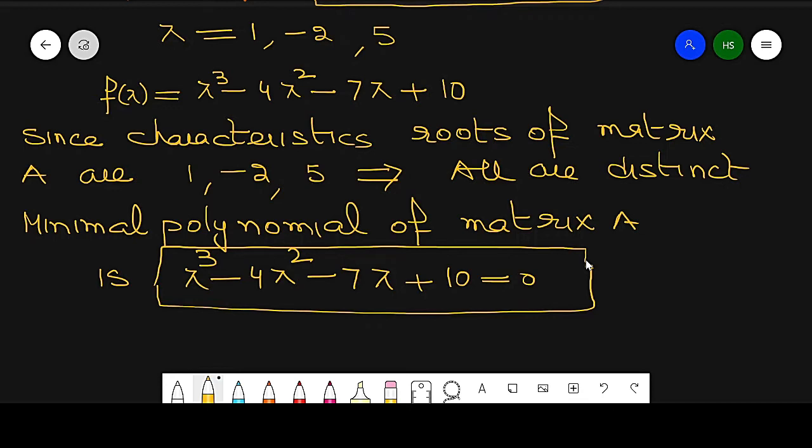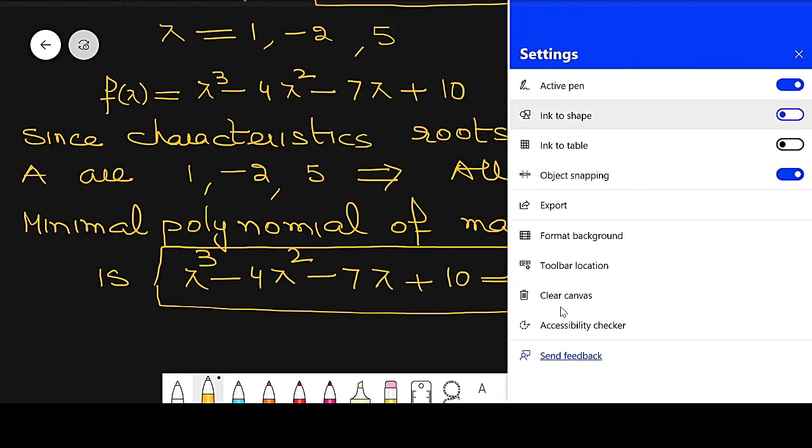Now, if roots are not distinct, they are repeated, in that case the minimal polynomial will be of another type. So let us go to the example. This is a very important question.